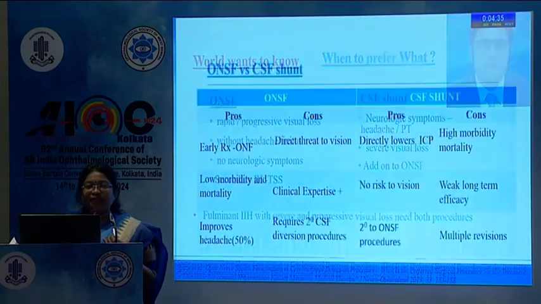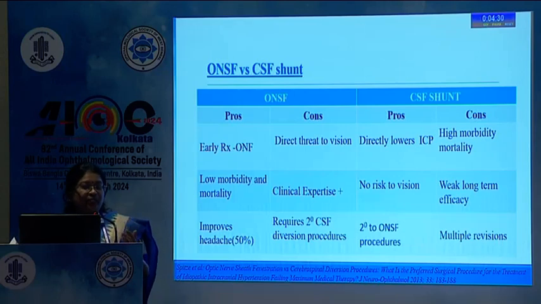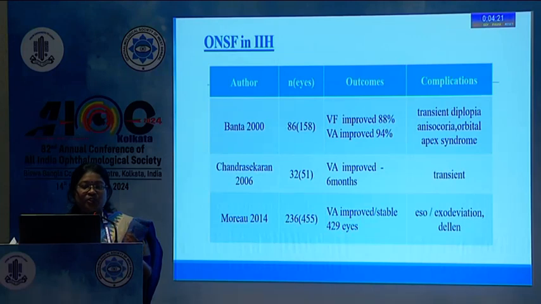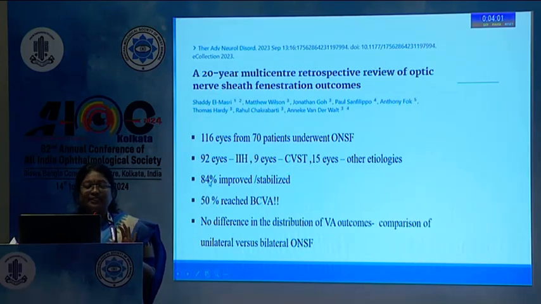So let me reiterate that sheath fenestration has its own benefits, but yes, it has its own cons. It's an early threat to the vision. You need a lot of clinical expertise to do the procedure, and sometimes you may need complementing CSF diversion procedures. And there are a lot of literature articles which are supporting that yes, it improves the vision as well as the visual field. And this is a 20-year multicentric retrospective data which showed that yes, sheath fenestration had almost 50% of them reach a best corrected visual acuity, and more than 80% of them did recover or stabilize.